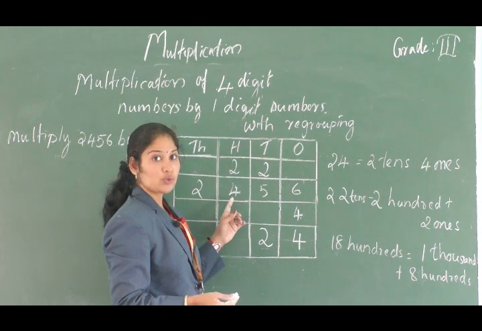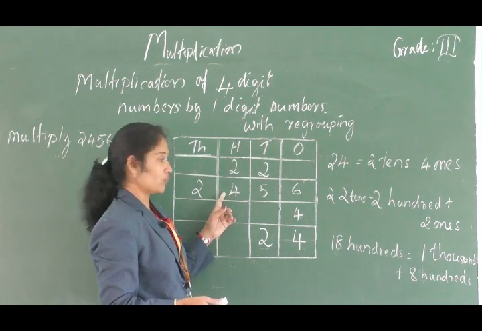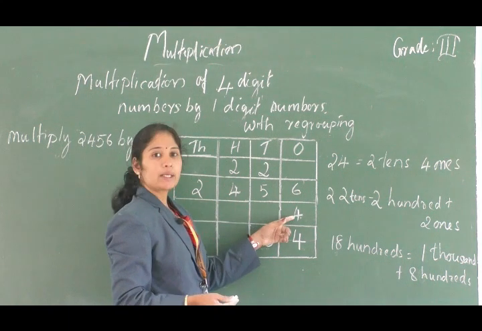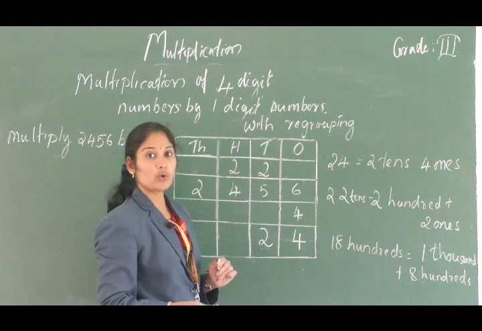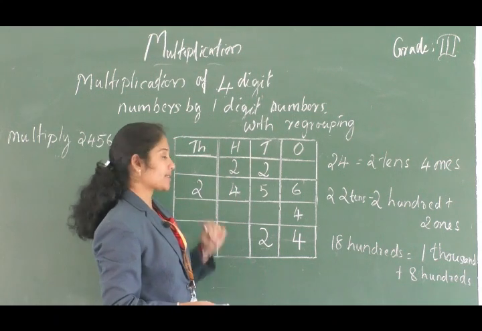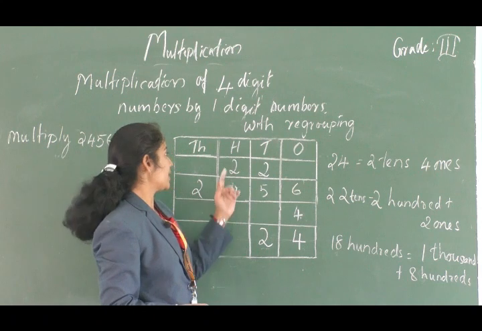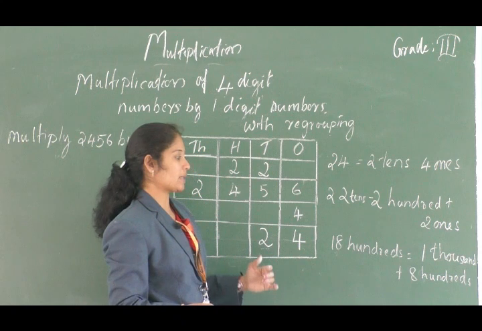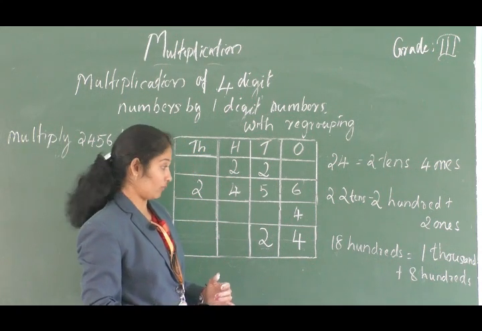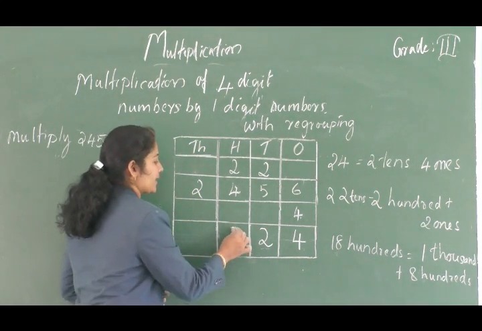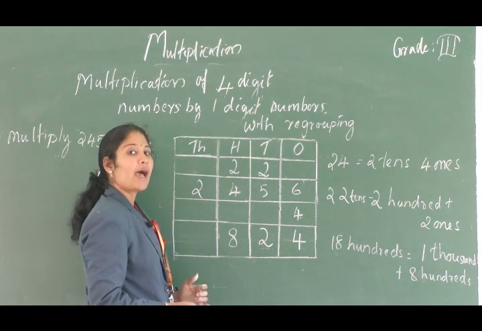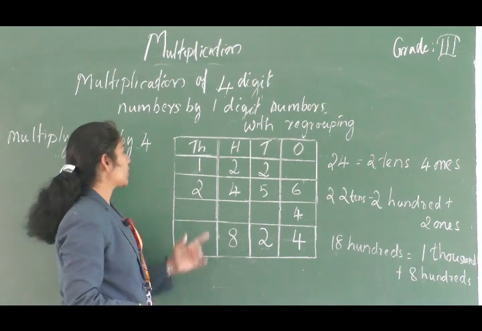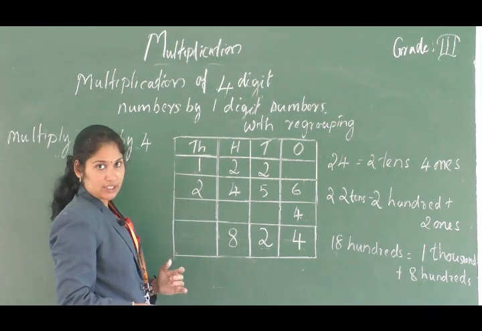Next which place do we have to multiply? Yes, hundreds place. We have 4 hundreds multiplied by 4. 4 into 4, yes, 16. 16 plus 2, 18. We have 18 hundreds. We can regroup into 1000 plus 800. We can write 8 under the hundreds place and 1 will carry over to the thousands place. Now we have 1 at the thousands place.